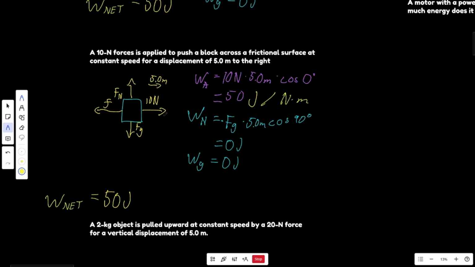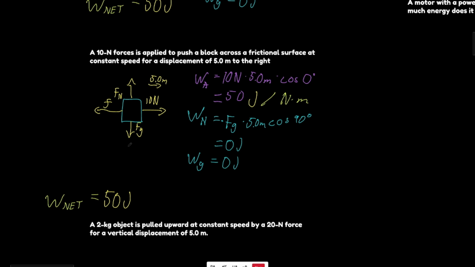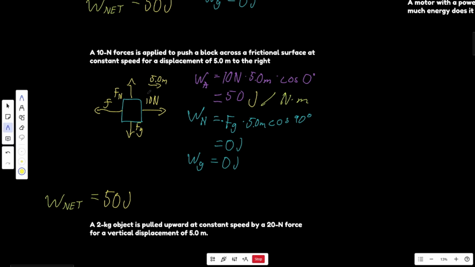Now it says it's at a constant speed. When it's a constant speed, it's not accelerating. When is an object not accelerating? It's when the net forces are equal to 0. So this force over here, the applied force, must be equal to the frictional force, whereas the frictional force is negative, of course, to cancel each other out.